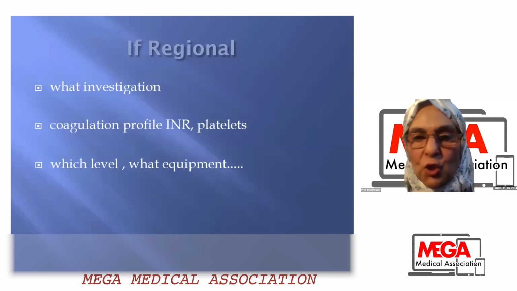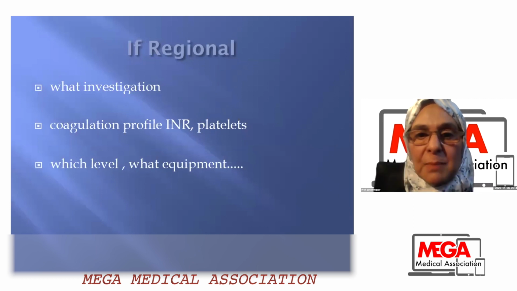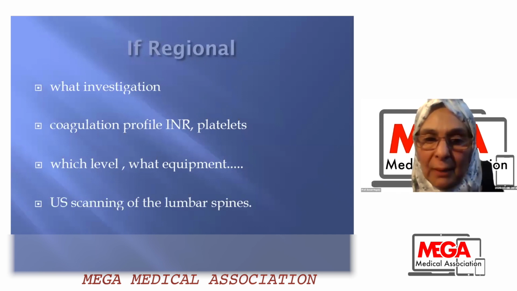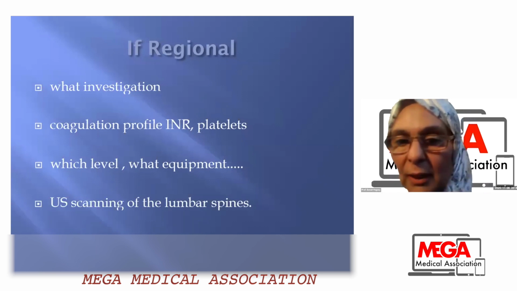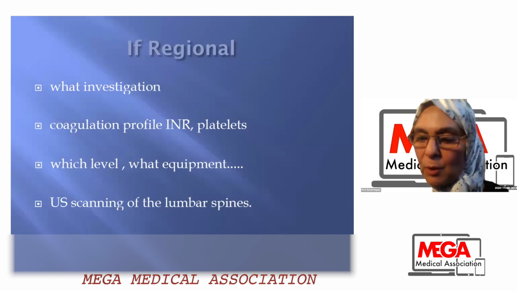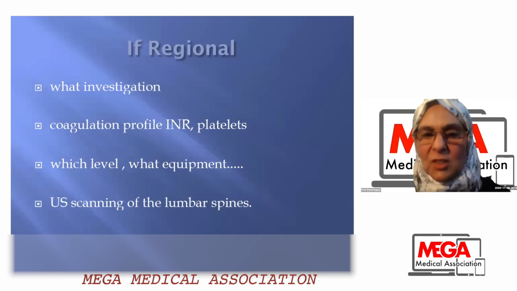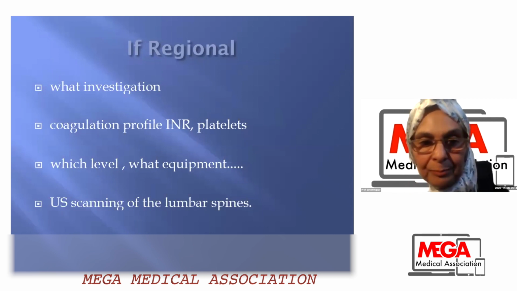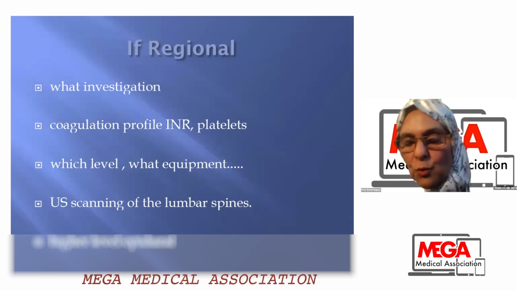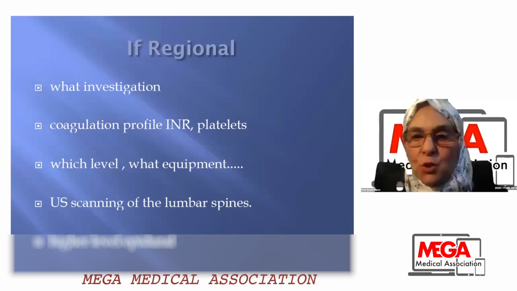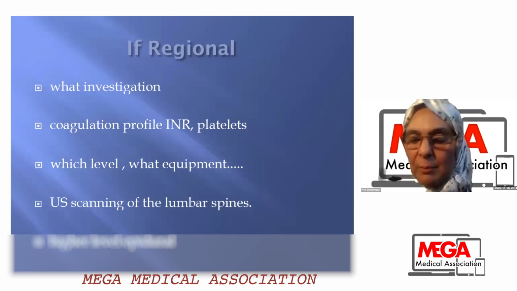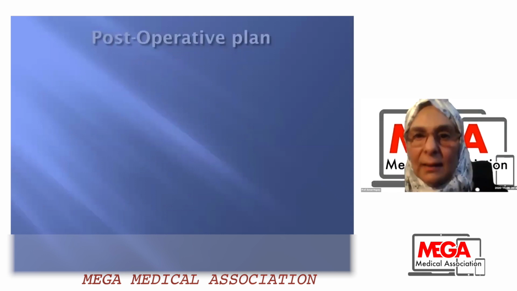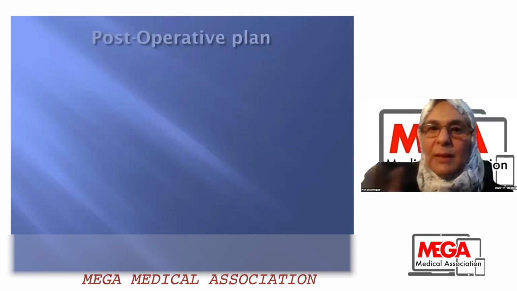And which level and which equipment? To know which level I'm going to enter, I have to prepare this piece of equipment. This is a very important piece of equipment: ultrasound in the OR. Because we will do ultrasound in the OR and we'll try to give her the regional ultrasound guided in the OR. Okay? Or, of course, we can tell her we may go for a high-level epidural if we cannot enter the lumbar vertebrae at all.